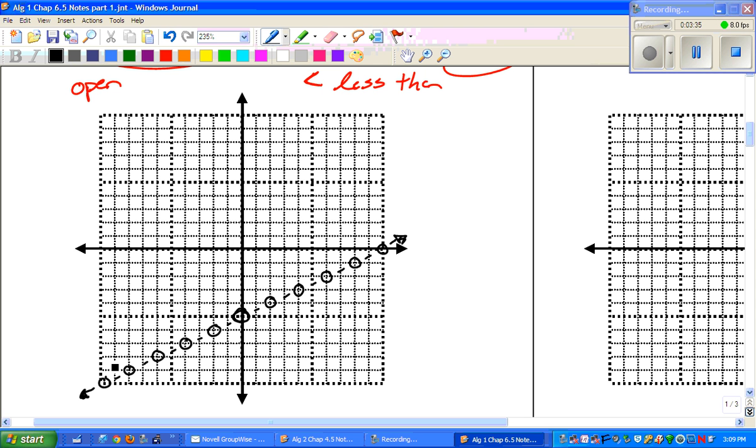Okay? Now, the next part, we said that we had to shade below. That's what we have up here. You can't see it on my screen. So I need to shade everything below here. So what you're going to do is just color all of that in. Okay? And that's what this looks like.